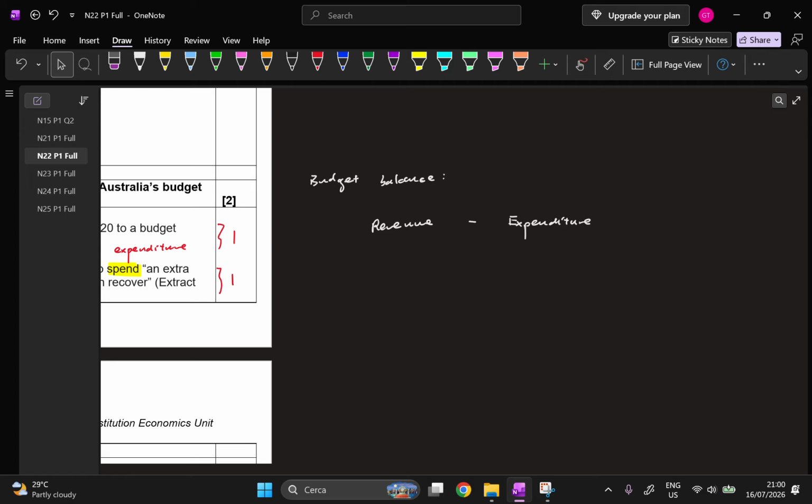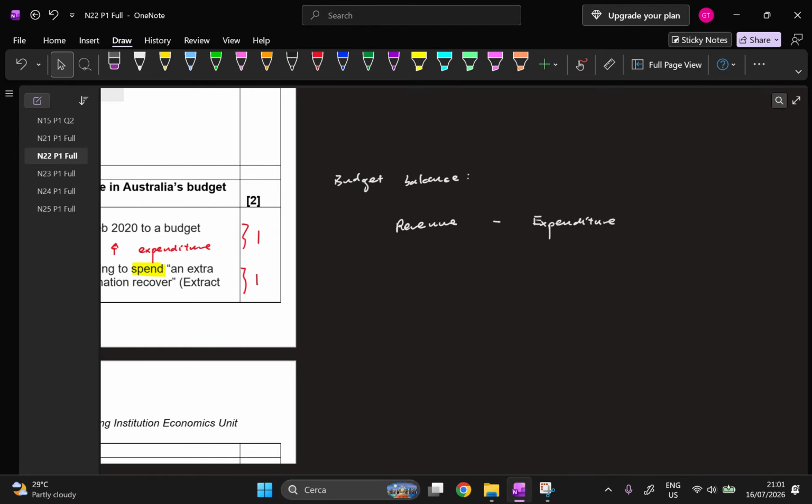How do I explain this? Okay, what other part of your economics syllabus have you encountered some kind of balance, right? It can have a surplus or a deficit. It's the balance of payments or the balance of trade, right? So what is the balance of trade? It's revenue minus expenditure. Likewise, budget balance is just total government revenue minus government expenditure.